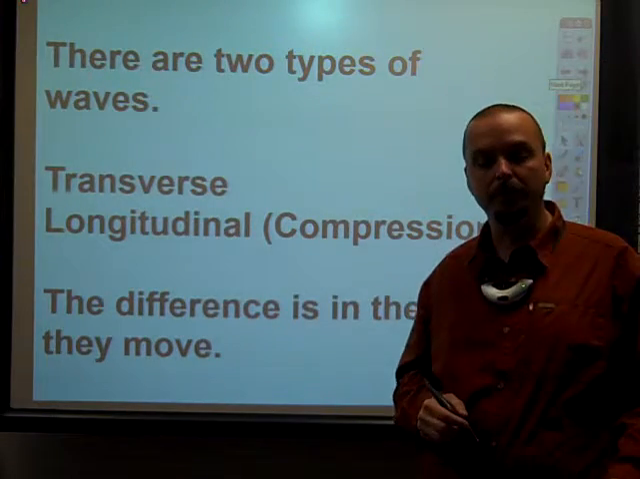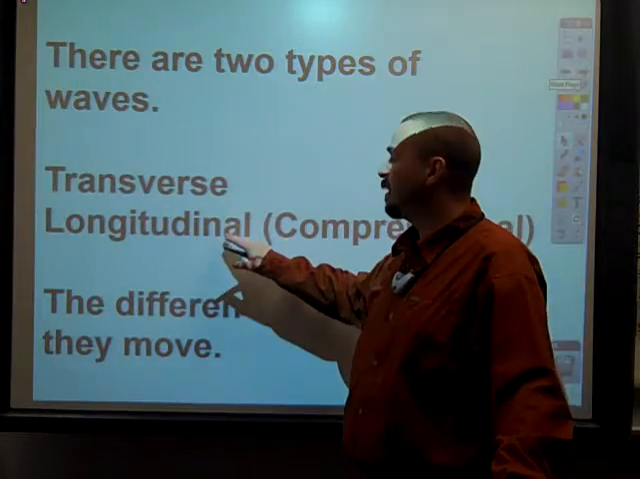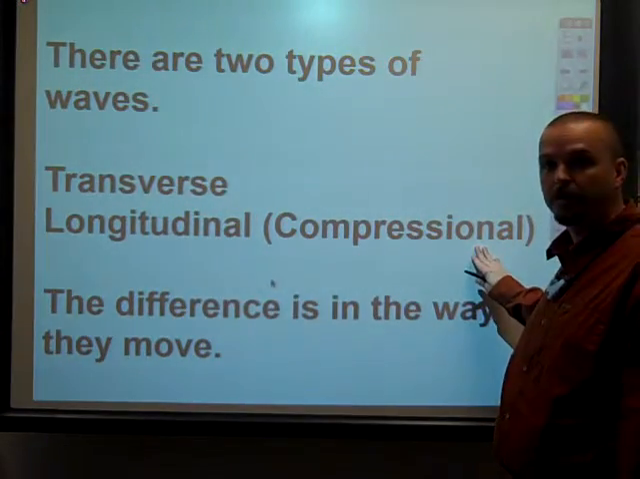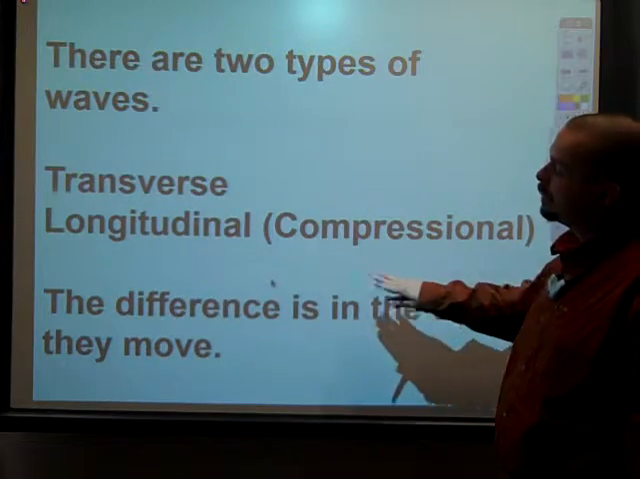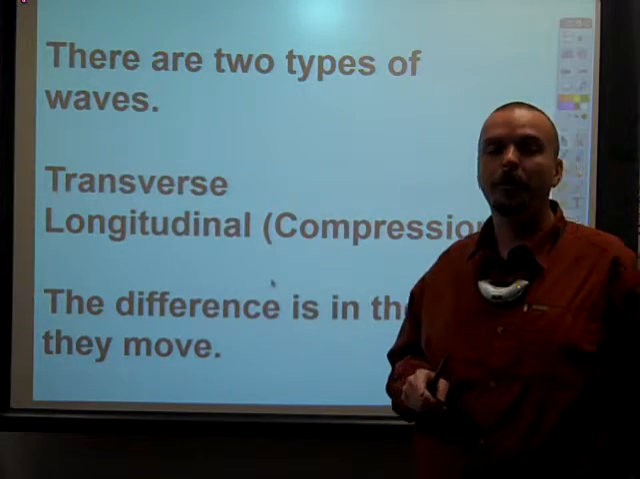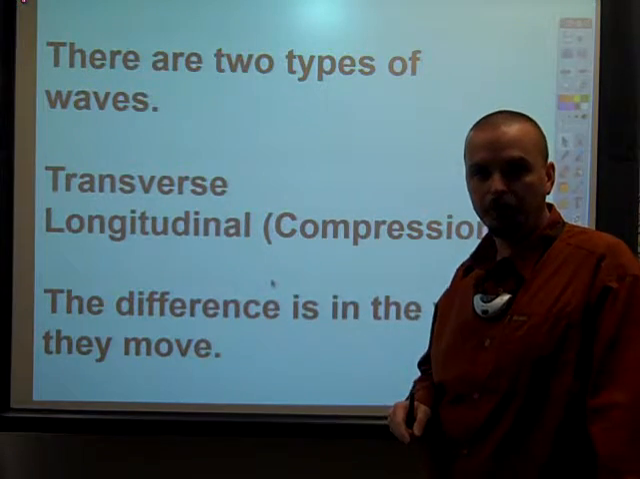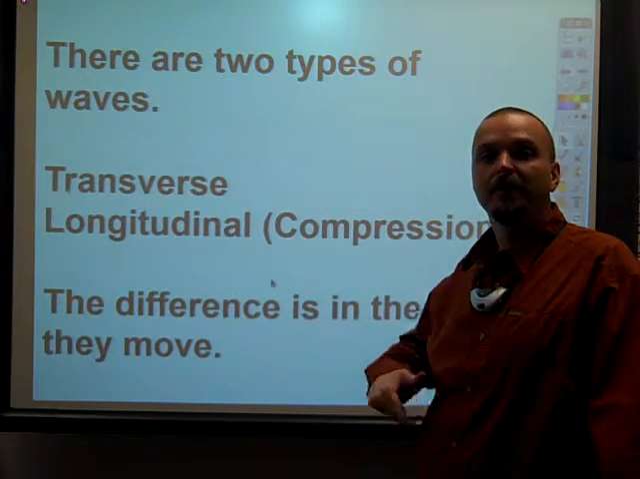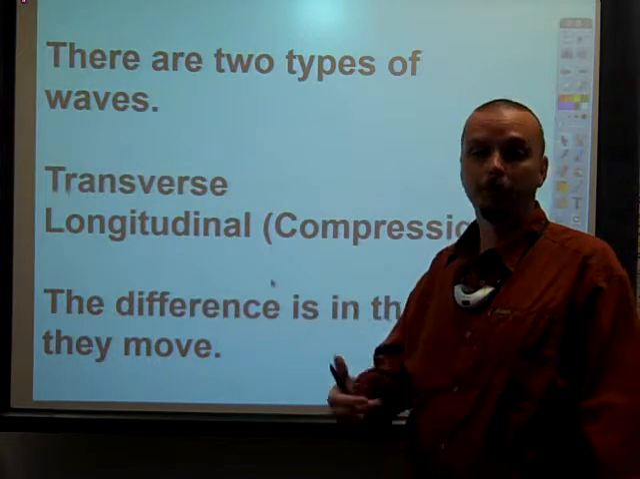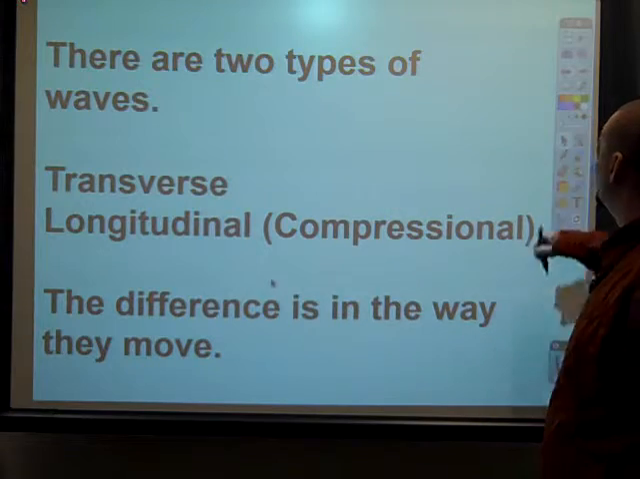There are two types of waves, transverse and longitudinal. The longitudinal waves are sometimes referred to as compressional waves. So if you see these two words, they are interchangeable. The difference between a transverse and a longitudinal wave is the way that the medium moves relative to the direction that the energy moves. The difference is in the motion.